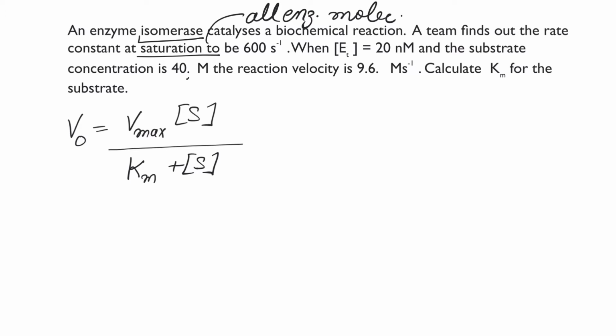concentration is 40 micromolar. And the reaction velocity is 9.6 micromolar per second, that is V naught. You have to calculate the Km. So if you see this equation, we have V naught, we have S, we have to calculate the Km. The problem is we do not have the Vmax. Now, let's try to solve that.